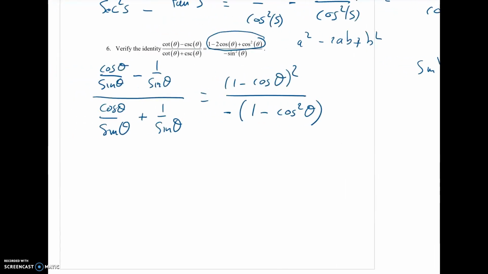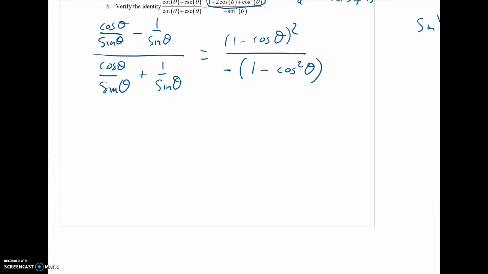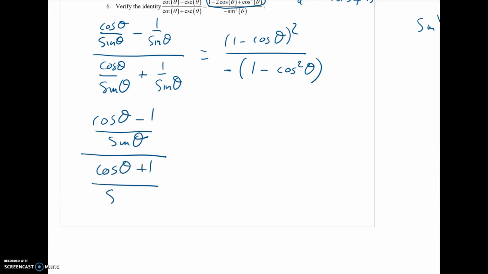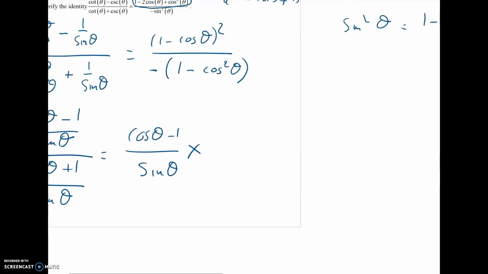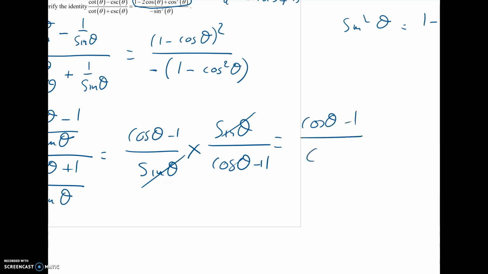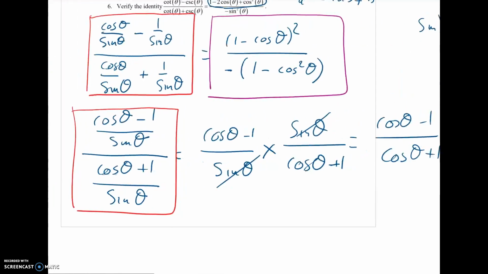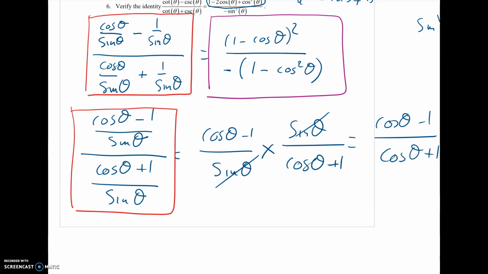Now, I'm going to continue what I have to do, flip my second fraction, because basically I have cosine minus 1 over sine of the angle theta divided by cosine theta plus 1 over sine theta. If I just focus on this side, cosine theta minus 1 over sine theta, I convert the main fraction into a multiplication, and I end up having sine theta over cosine theta plus 1. The sine theta divides out, and I end up with cosine theta minus 1 over cosine theta plus 1. So I simplified as much as possible my left side right here.